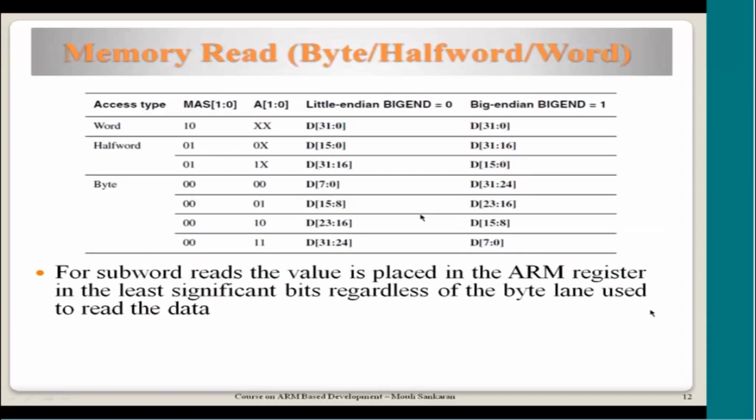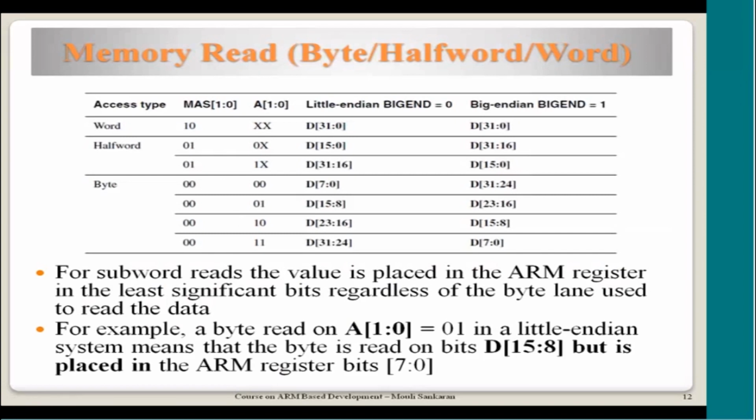Now let me give an example. Let us take this particular combination, that is A1 A0, the address bits 1 and 0, equal to 01, a byte read on 01. So once you are reading a byte, all the bits in the address are valid. If the byte is showing 01, that means it's an odd byte which is read by the processor.